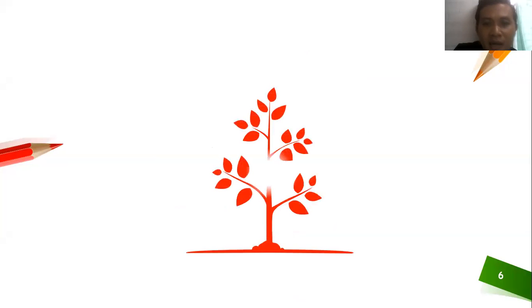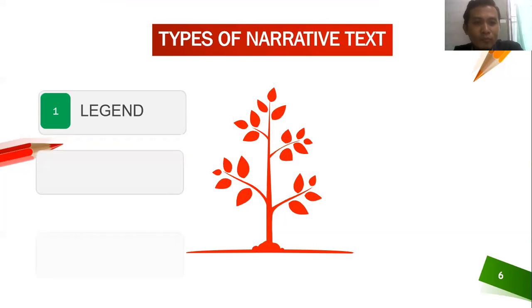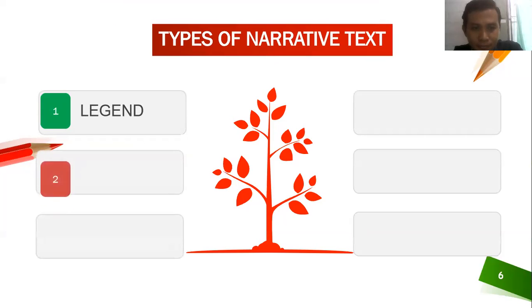Okay, here are the examples that can be categorized as narrative text. Jadi apa saja yang bisa dikategorikan sebagai narrative text? For example, legend. What is an example of legend? Cerita legenda. Malin Kundang, sir. Malin Kundang, that's right. Number 2 is folktale. You know folktale? What is folktale? Cerita rakyat. What is an example of folktale? Lutung Kasarung, sir. Yeah, Lutung Kasarung is cerita rakyat.